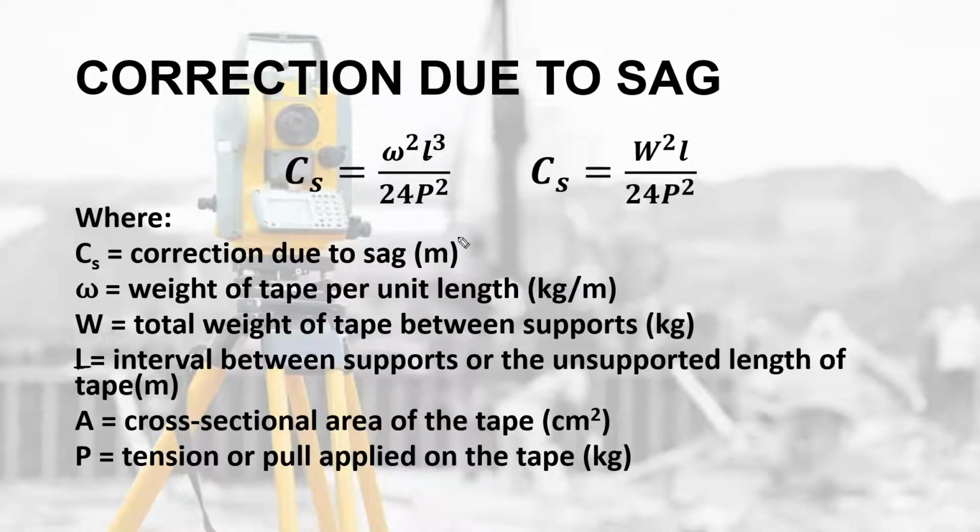So, ano yung unsupported length? And the A is the cross-sectional area of the tape, and P is the tension or pull applied on the tape. So, almost magkasama sila ni Cp, correction due to pull. So, later on, may mga combinations tayo dyan. Paano kapag lahat-lahat nangyayari: mainit, nakasag, tas may extra pull na ginagawa. So, combine corrections tayo doon. Dito muna tayo sa correction due to sag.